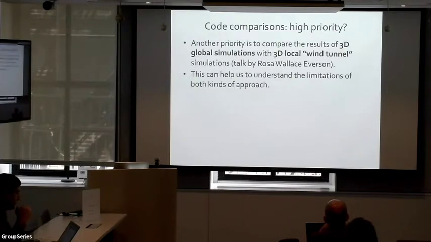And I should also say that another priority is to compare the results of 3D global simulations with 3D local wind tunnel simulations. So the talk by Rosa yesterday, but this can help us to understand the limitations of both kinds of approach. So I think we want to go in steps, from 3D global, 3D local, 1D, and then the population census steps. So ideally, we'd compare adjacent rungs of the ladder.